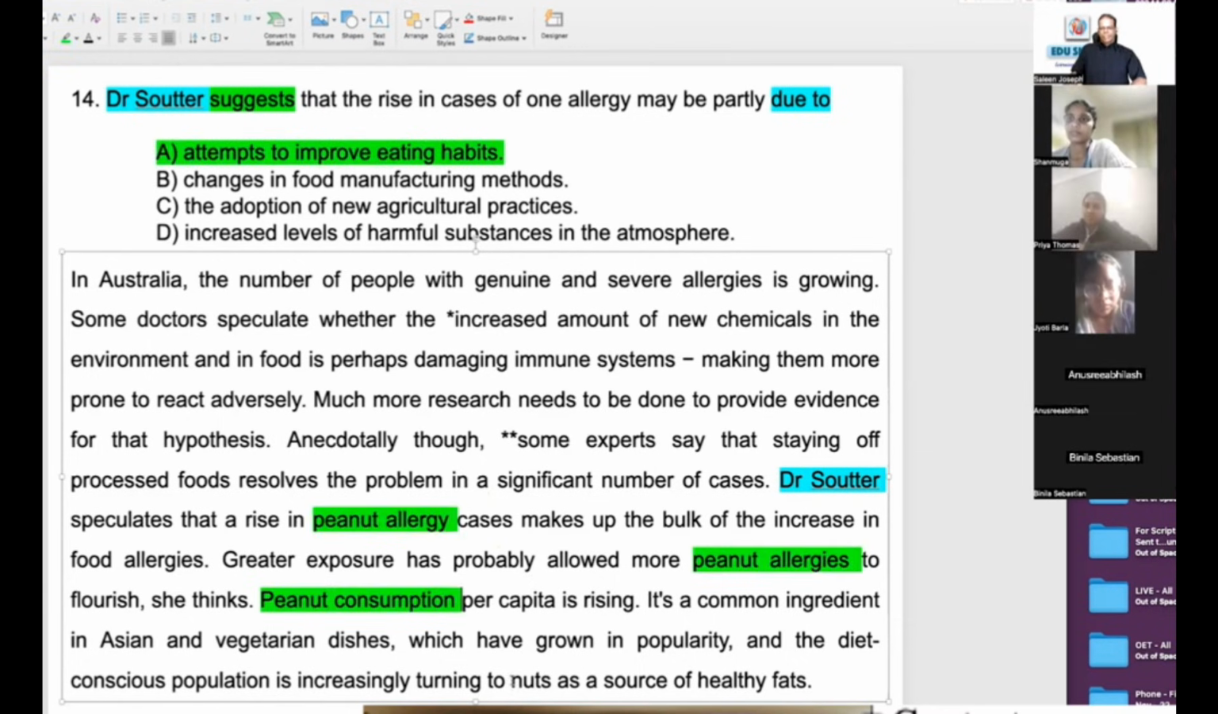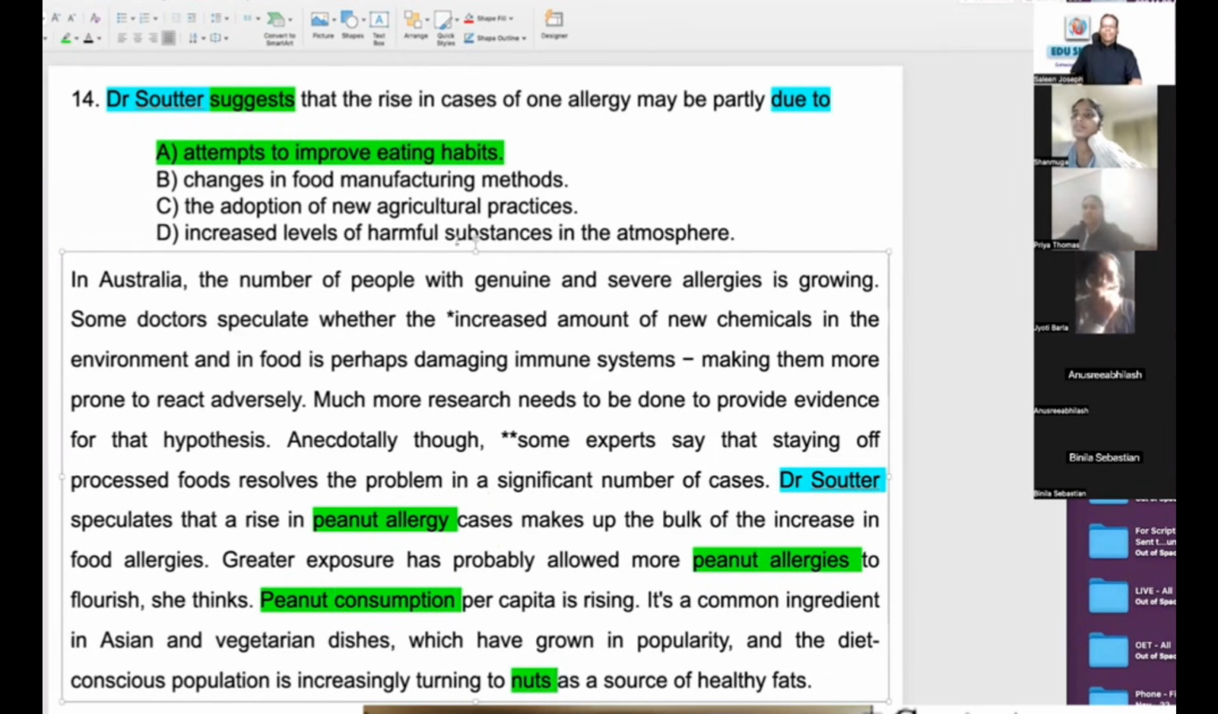Increasingly turning to nuts. Again, nuts refers to peanut as a source of healthy fats. So again, these key expressions are repeated. And the reason here, they cannot speak of manufacturing here because they are speaking about the genuine allergies and they haven't mentioned anything about agricultural practices. So that's what I said, the key idea, focus, controlling idea. You should understand the controlling idea of the paragraph as you read the questions, even from the topic sentence.